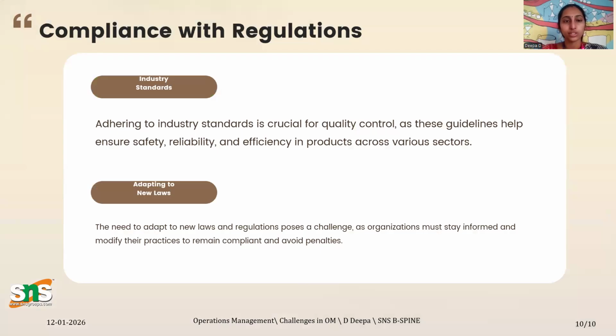Then compliance with regulations: with industry standards, with new laws, whatever, you should adopt all these things. Industry standards are the norms provided by the government, which you have to follow for safety, reliability, and efficiency of products. New laws are whatever new laws are implemented by the government, by political people. Again, obey all the compliances and all the laws, in order to avoid penalties.